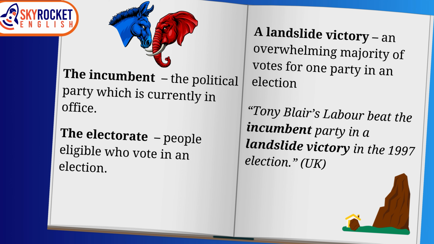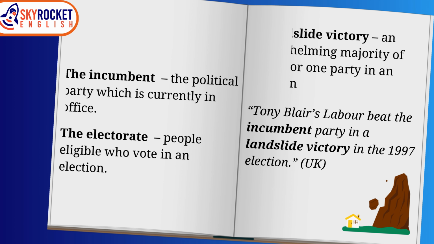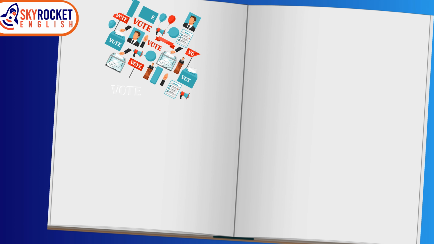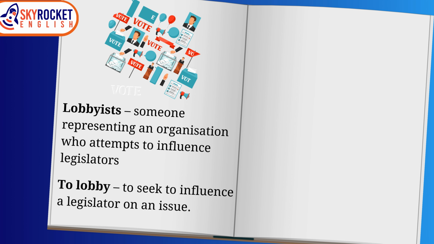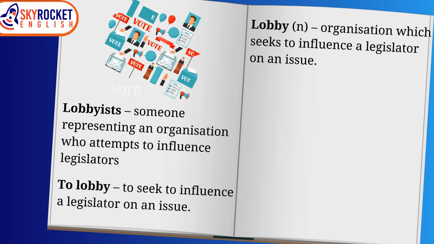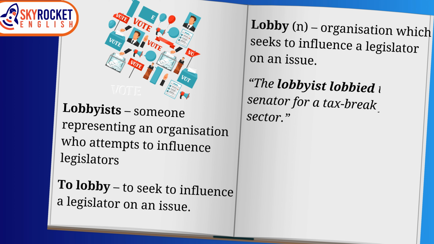Finally, let's talk about the people or organizations who influence power. The first is lobbyist, which is a person representing an organization who attempts to influence legislators. The verb is to lobby, which means to seek to influence a legislator on an issue. And the noun is lobby. For example, the lobbyist lobbied a senator for a tax break in his sector.